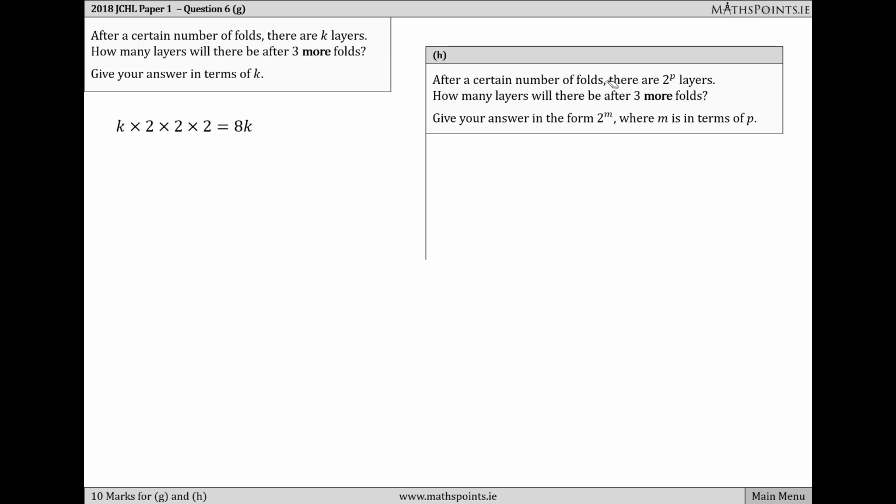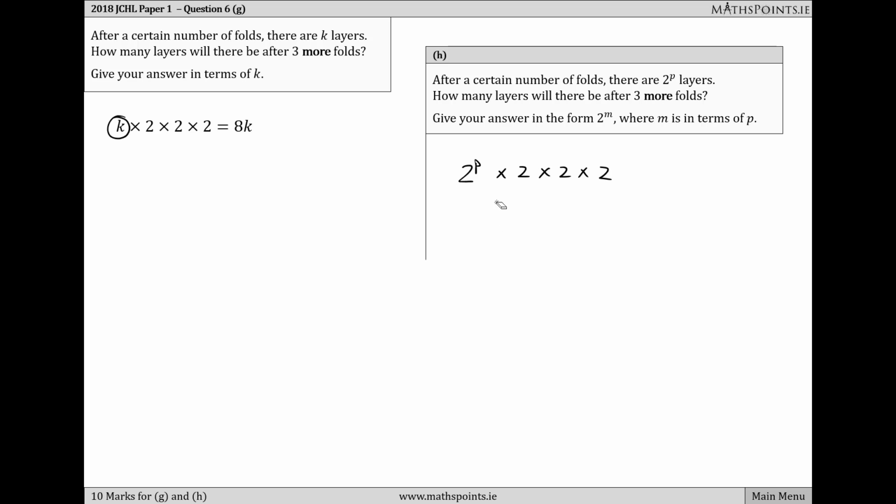Part H says after a certain number of folds, there are 2 to the power of p layers. So we were told in the last question there was k layers. Now we're given it in terms of the number 2 and a power, so we have 2 to the power of p layers, and it says how many layers will there be after 3 more folds. So we do know that after 3 more folds there will be times 2 times 2 times 2 layers. And how do we know that? Well, the pattern continues to double each time we fold it, so 2 to the power of p times 2 times 2 times 2 means we're going to fold it 3 more times.